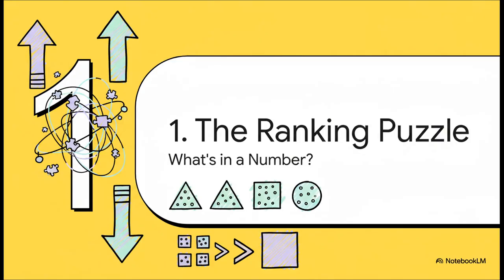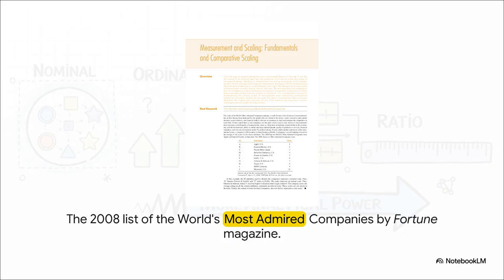All right, first up, let's tackle this ranking puzzle, which gets to the heart of this idea that not all numbers are created equal. Okay, so take a look at this list. It's the world's most admired companies. You've got Apple sitting pretty at number 1, GE at number 2, and a bunch of other huge names down the line. On the surface, it looks like a simple, straightforward ranking. But hiding just beneath the surface is a really important question.